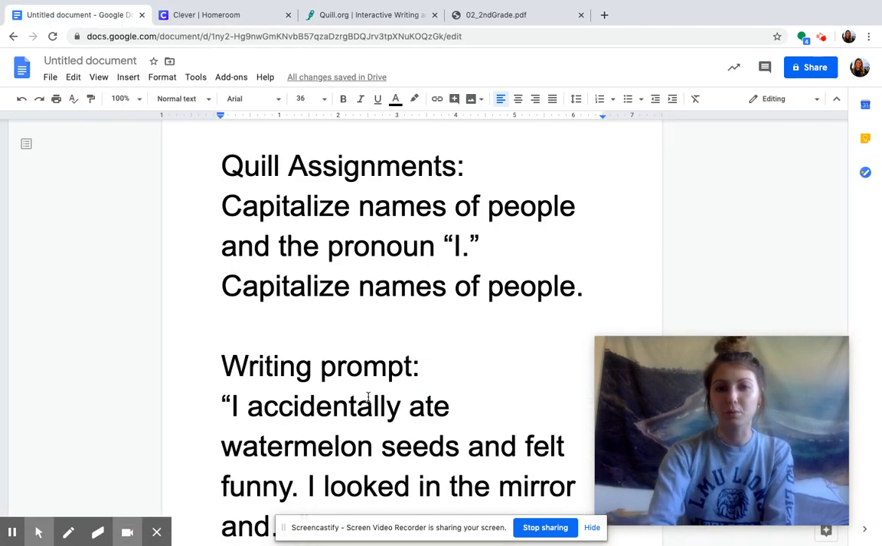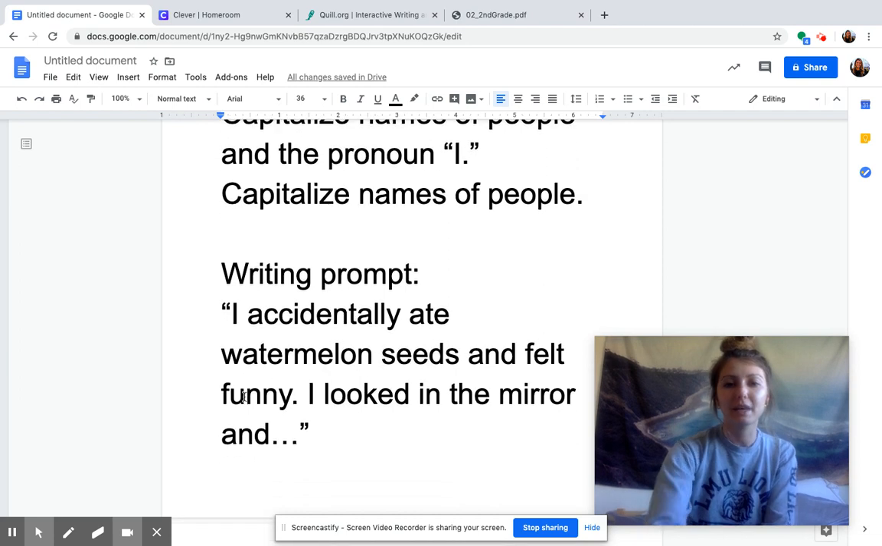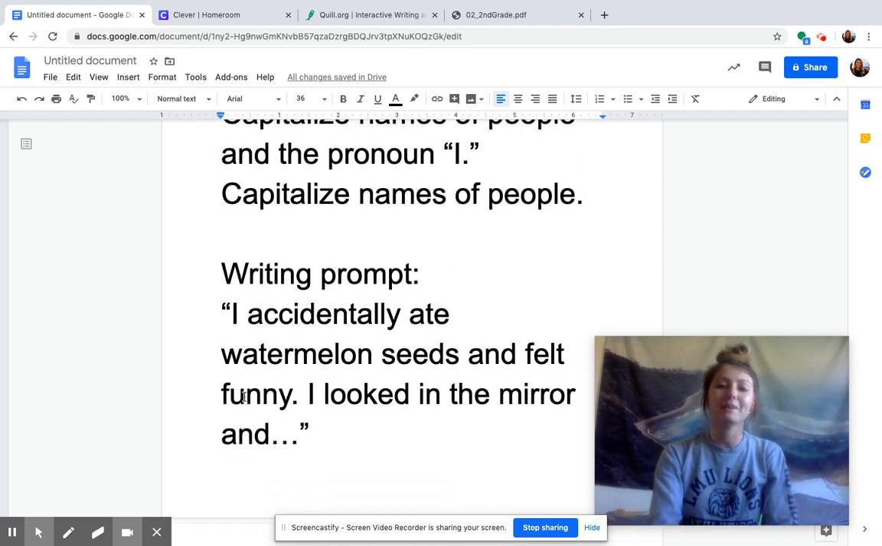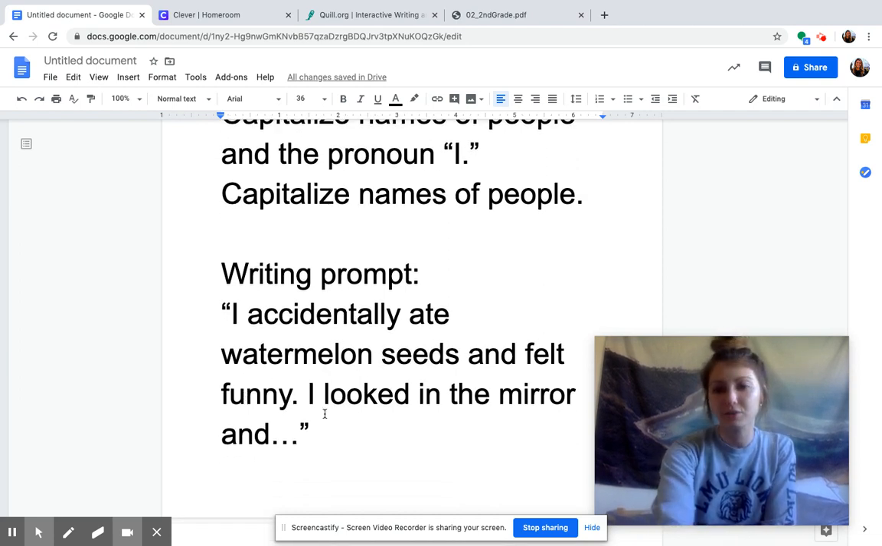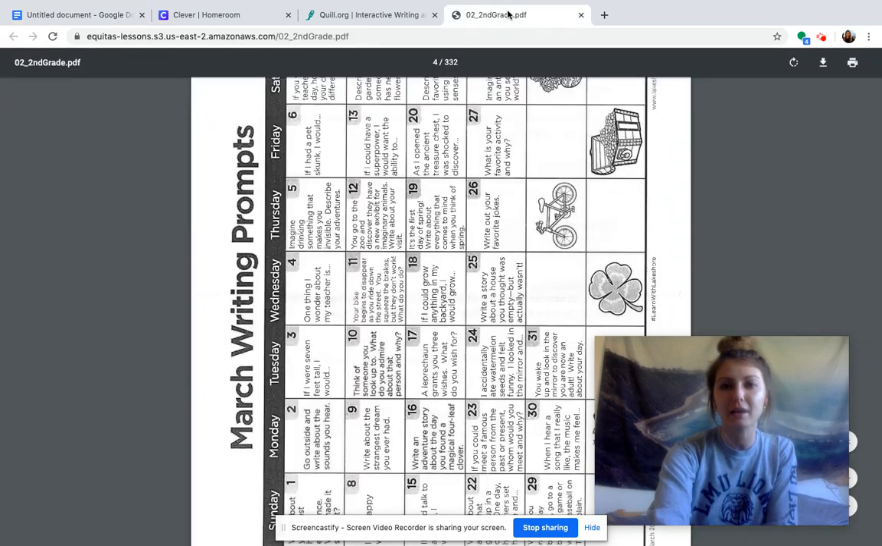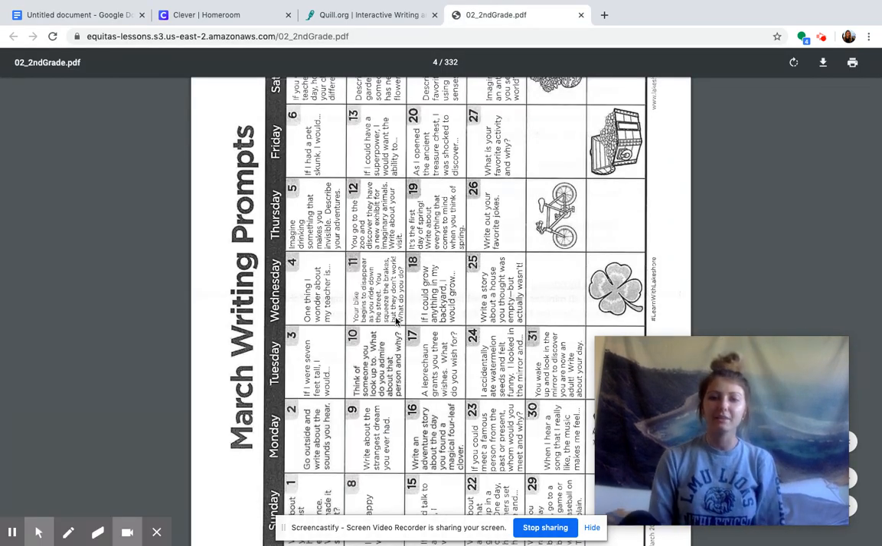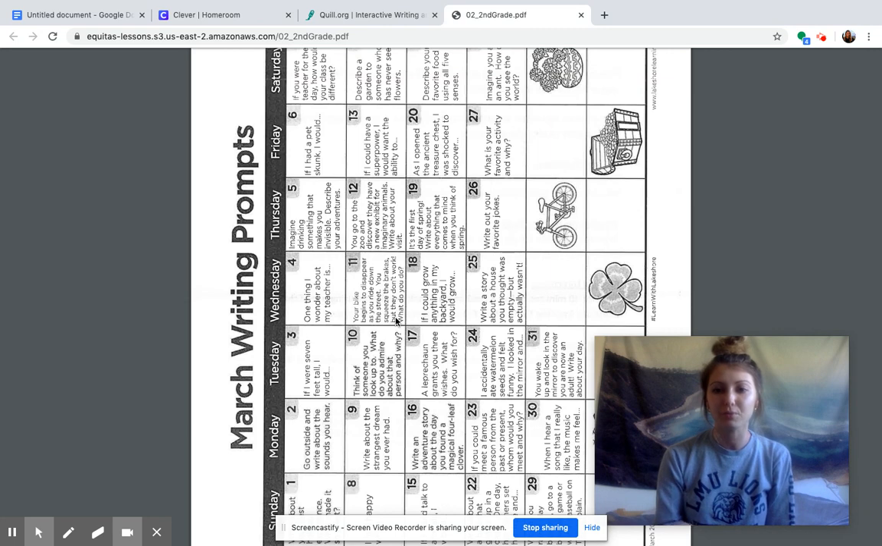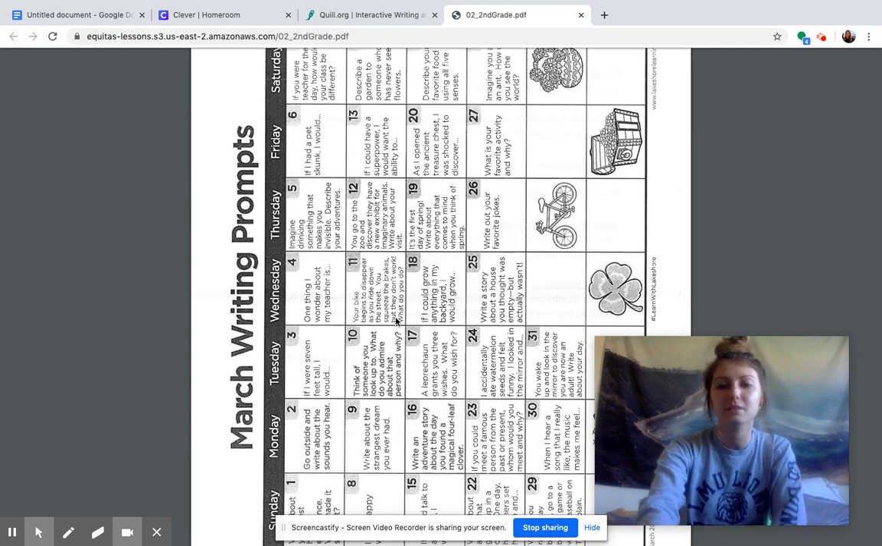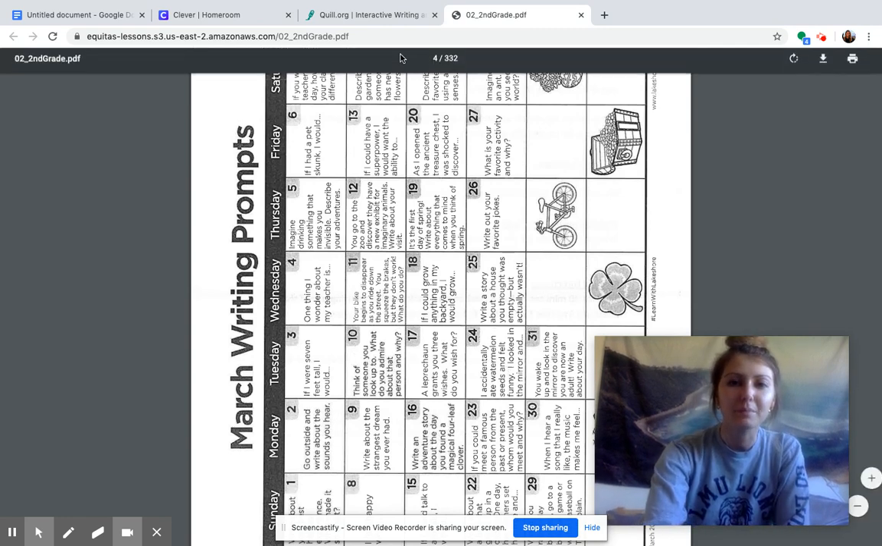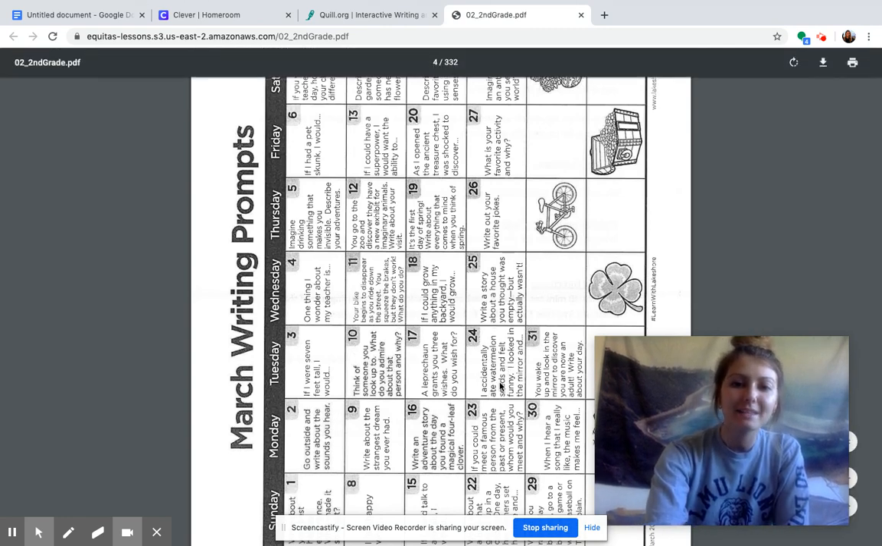After you're done with your Quill assignments, you have your daily writing prompt. Yesterday, Ms. Metz also showed you where you find your daily writing prompt. That's in your second grade packet on this calendar. Each day you have a different writing prompt that you're going to respond to, about 5 to 7 sentences. Today's prompt says, I accidentally ate watermelon seeds and I felt funny.